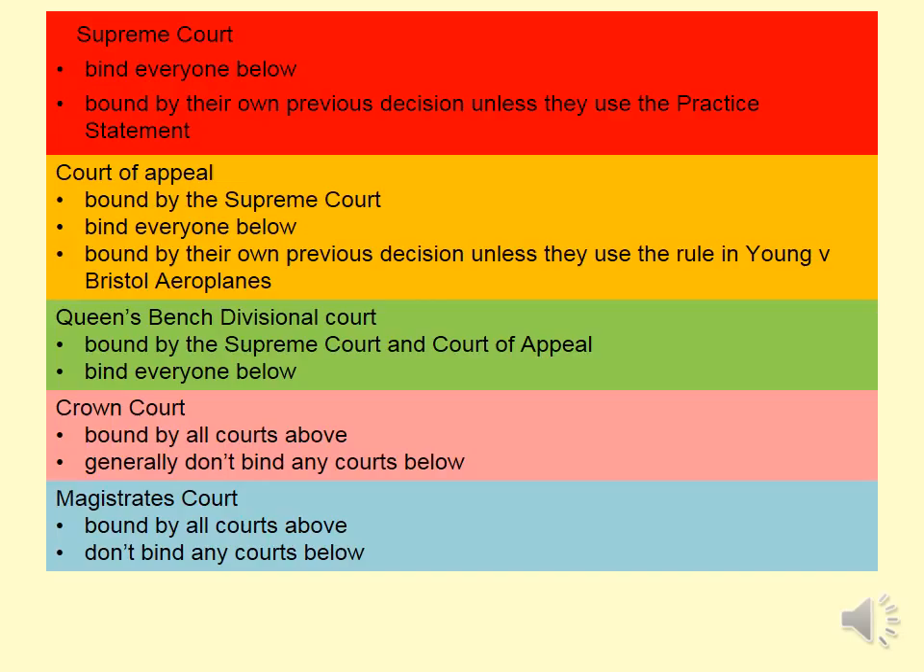So the court at the top is the Supreme Court. They bind everyone below them, and they're bound by their own previous decisions unless they use the practice statement. We'll come back to exactly what that means later on. The next court down is the Court of Appeal. They are bound by the Supreme Court, and they bind everyone below them. They're also bound by their own previous decisions unless they use the rule in Young and Bristol Aeroplanes. Again, we'll come back to that. Below them is the Queen's Bench Divisional Court. They're bound by the Supreme Court and the Court of Appeal, and they bind everyone below them. The two courts at the bottom are often referred to as the inferior courts, the Crown Court and the Magistrates' Court. They're bound by all the courts above them, and they don't bind any courts below.